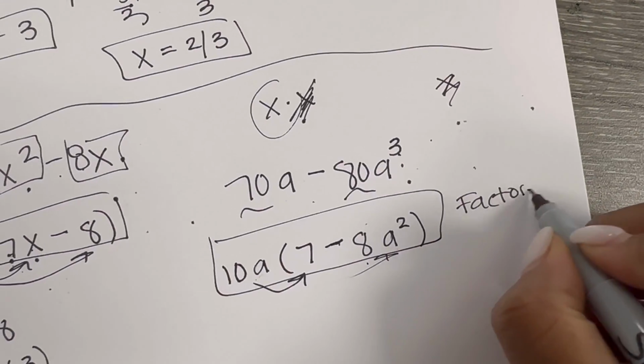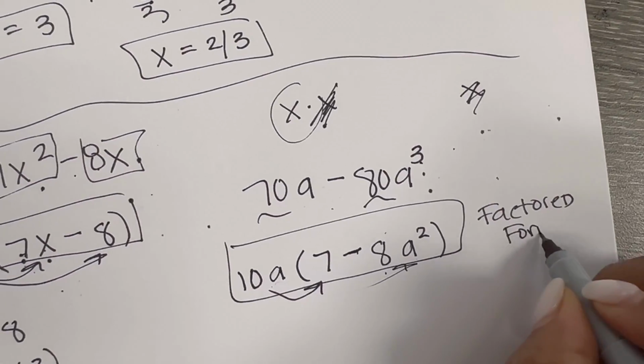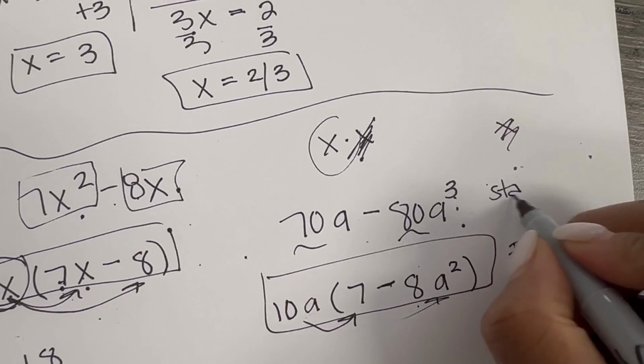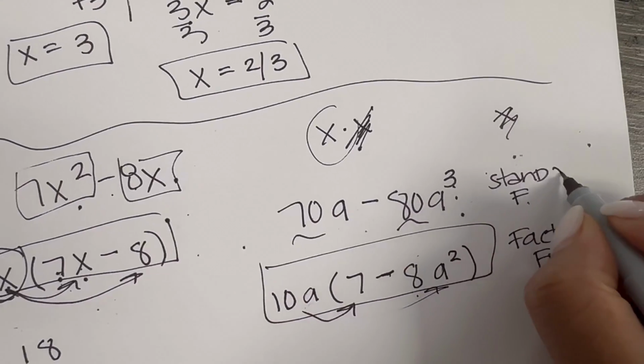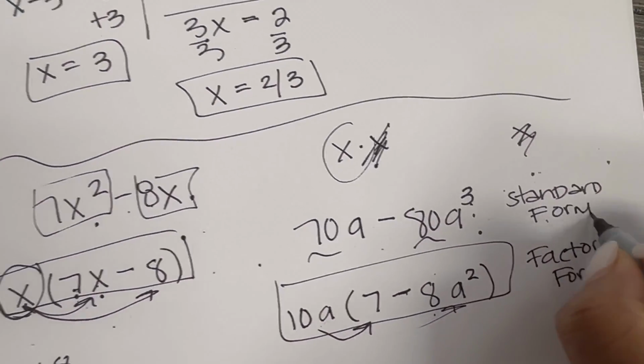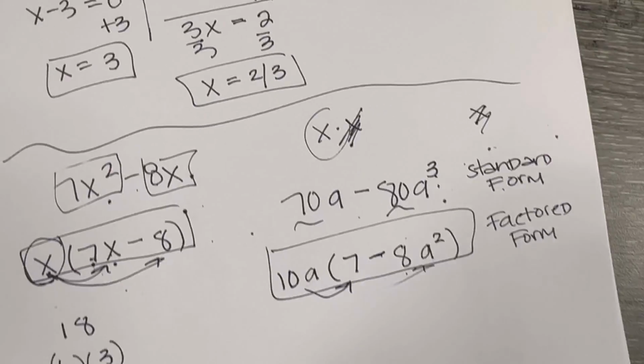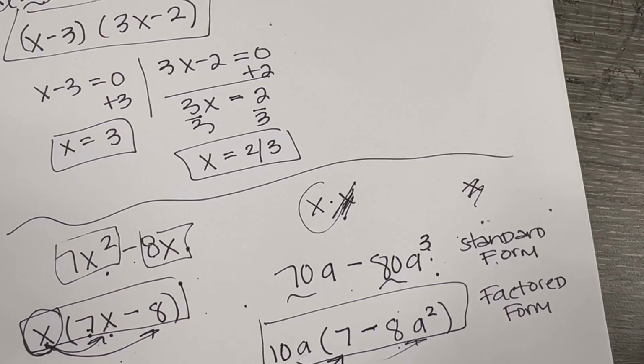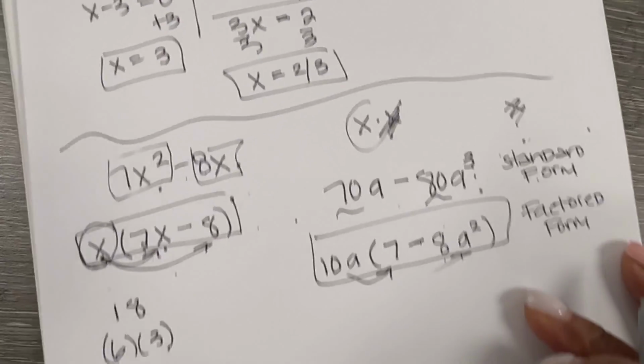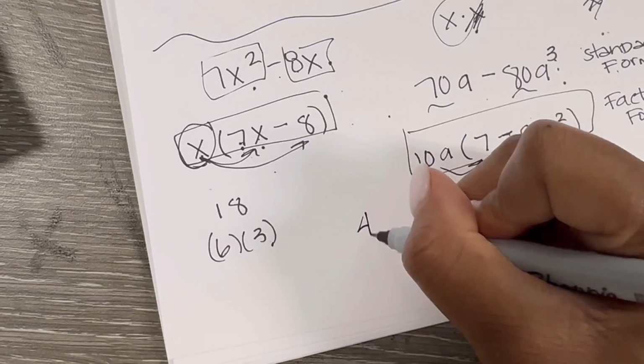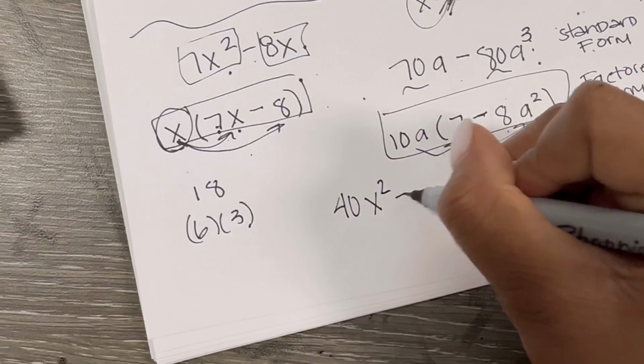So you can call this a factored form, factored format. And there's your standard form of this polynomial. Okay? Standard form. So that's how you factor out. We could try another one. 40x squared minus 48.